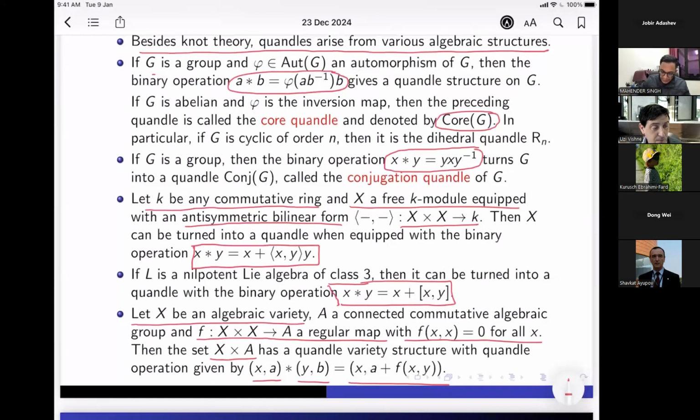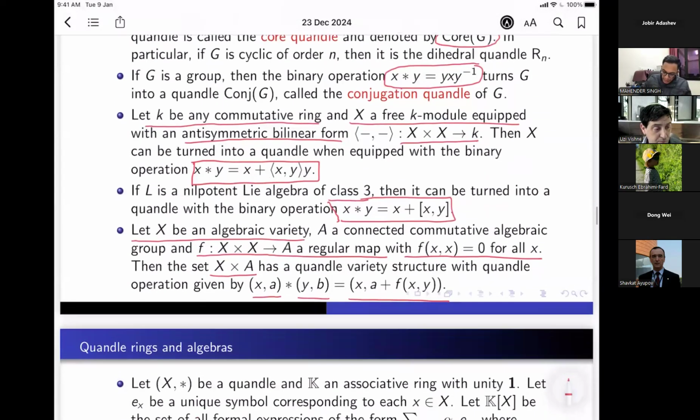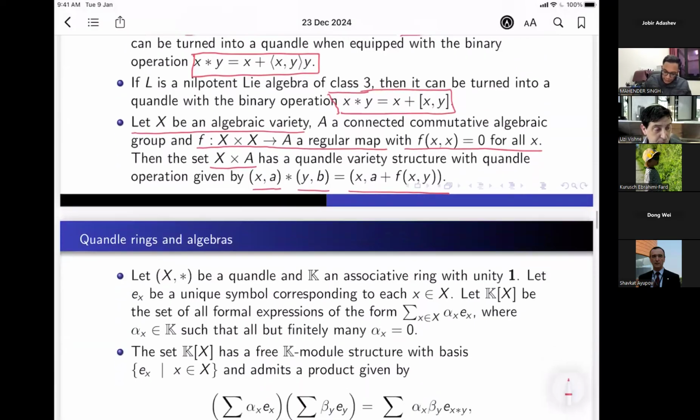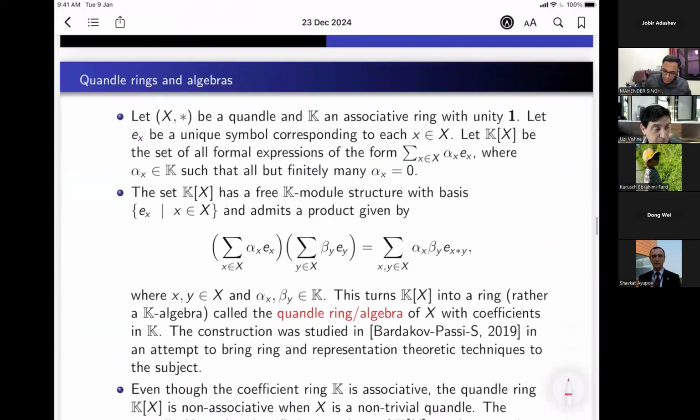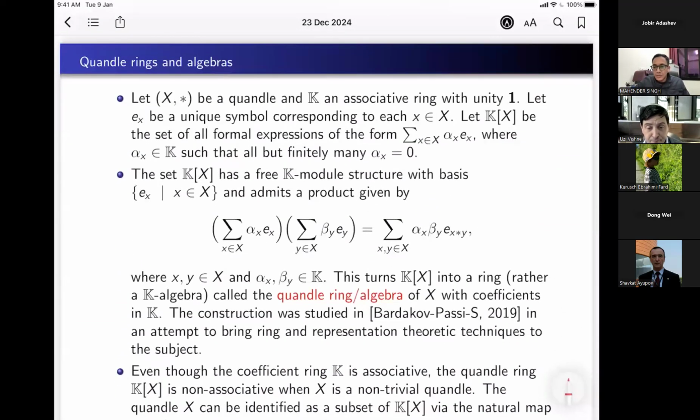So we see that there are plenty of examples of quandles, and they arise very naturally from groups, from Lie algebras, from algebraic varieties, and so on. What we do is we try to bring a little bit of ring theoretic techniques into the study of quandles, because they are non-associative and a very rigid kind of object. So we try to imitate the construction of the group ring or the group algebra for quandles.